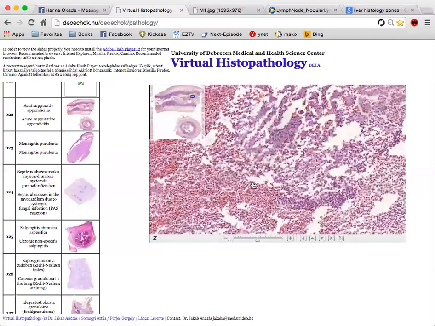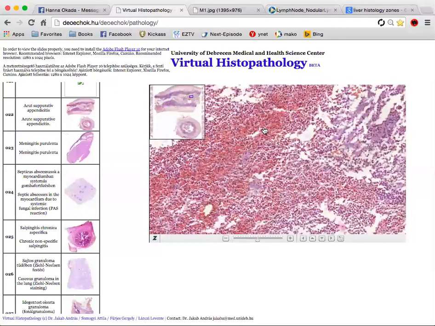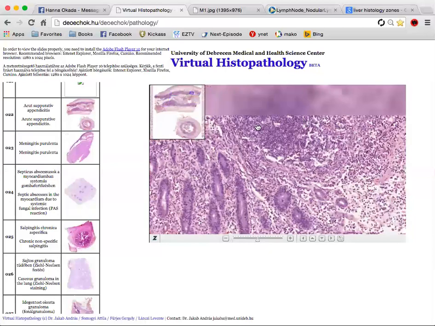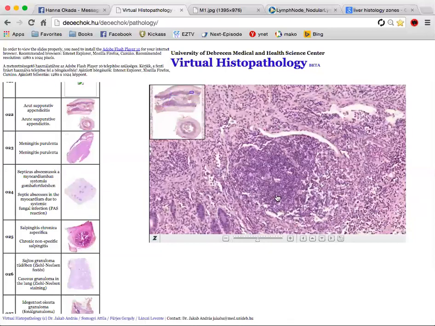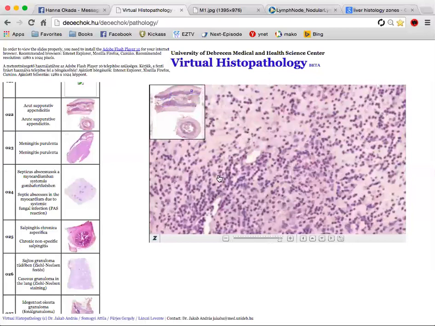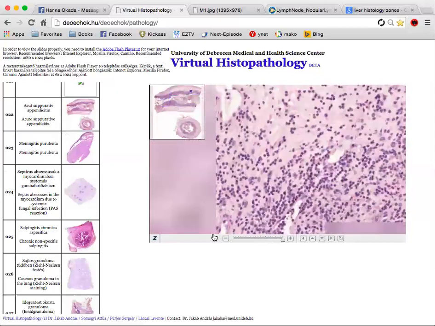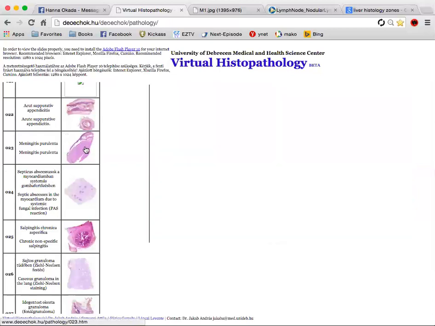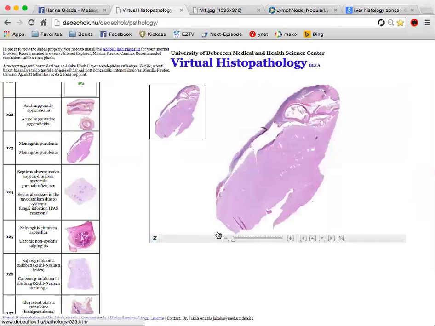Okay, so this is all the suppuration, and this is in the lumen, but you can also see infiltration into the tissue, into the mucosa. All of these little guys are neutrophils. So next up, this is purulent meningitis.